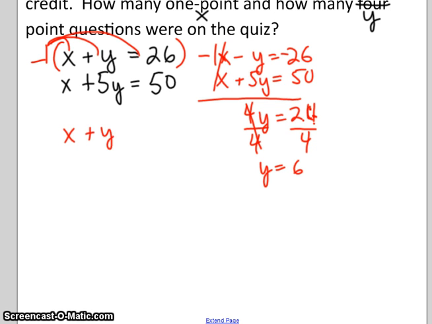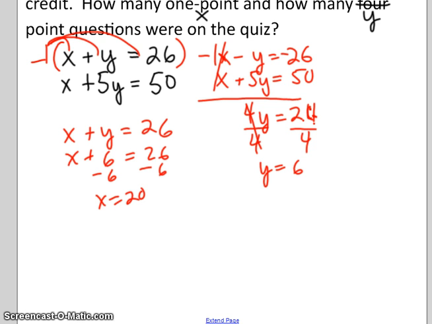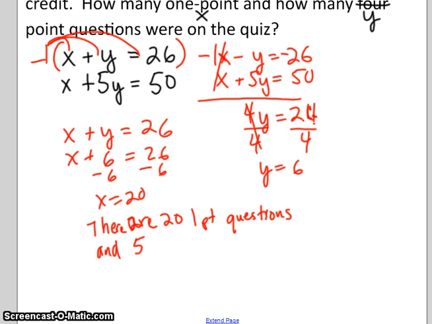Take one of your original equations. Plug in 6 for y. And we get that same answer again. X equals 20. So there are 20 1 point questions and 6 5 point questions.